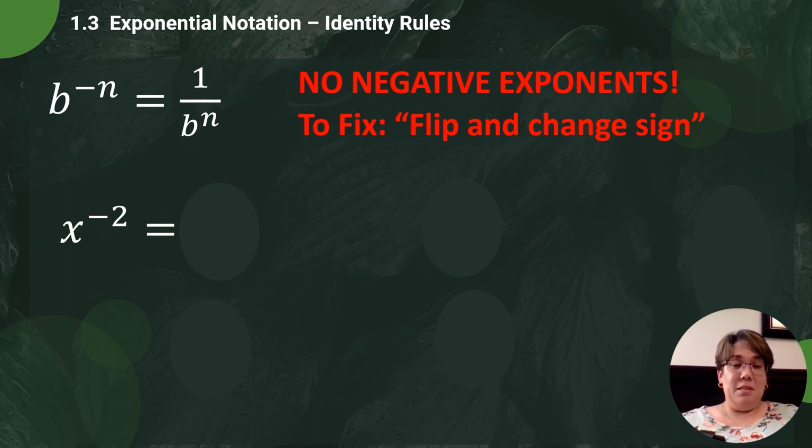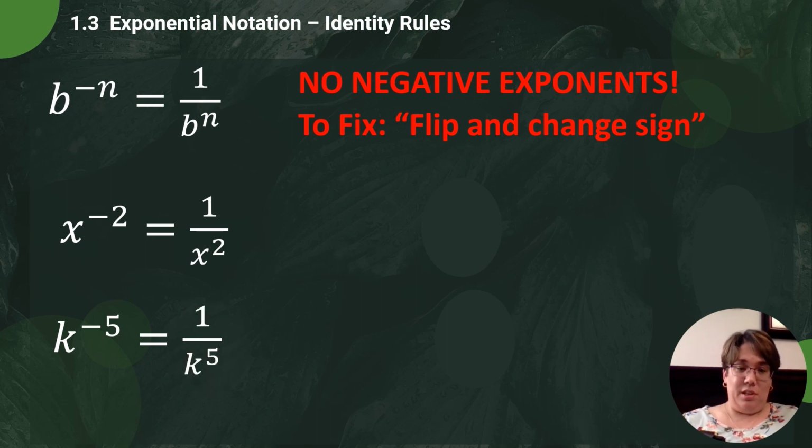So x to the negative 2 power, in order to make this positive, imagine that this is all over 1. If you flip that and change the sign, you turn that into 1 over x to the positive 2. We flipped it and then changed it to a positive 2. Okay, so k to the negative 5th. Again, imagine this is over 1. Then we flip that, and it becomes 1 over k to the 5th.